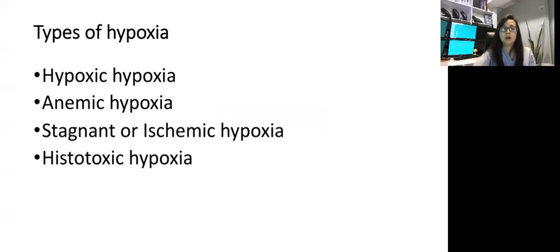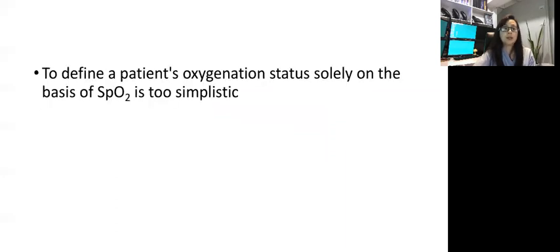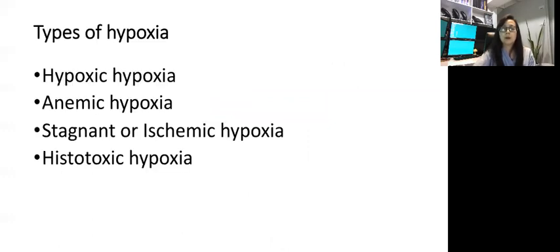Based on Barcroft's original classification, there are 4 types of hypoxia. Hypoxic hypoxia, wherein the oxygen of the arterial blood is low. Anemic hypoxia, wherein the amount of hemoglobin to carry oxygen is low. Stagnant or ischemic hypoxia, where blood flow to the tissue is low in the setting of hypotension. And histotoxic hypoxia, wherein tissue cannot utilize oxygen.